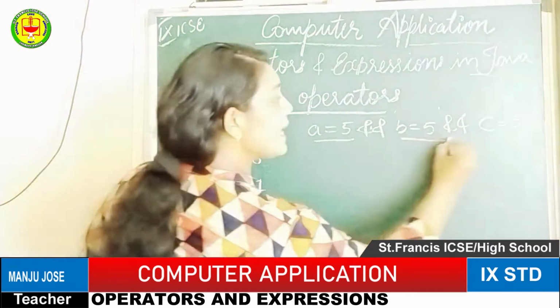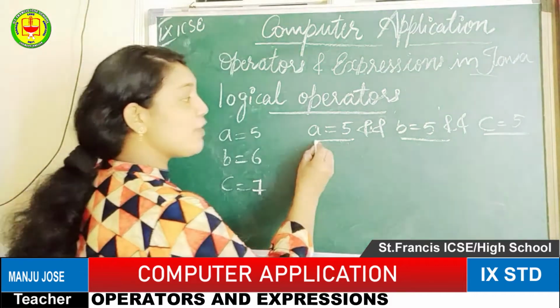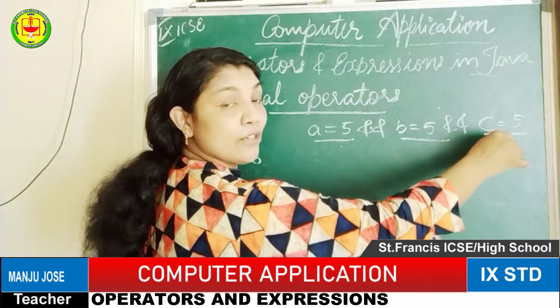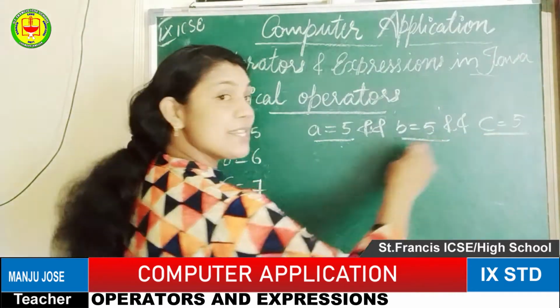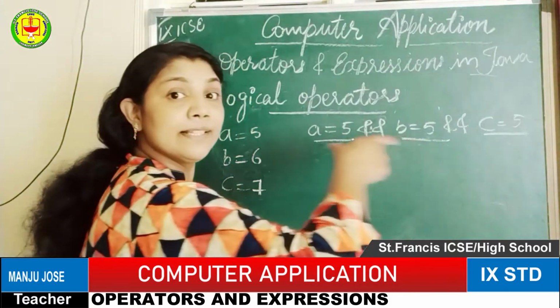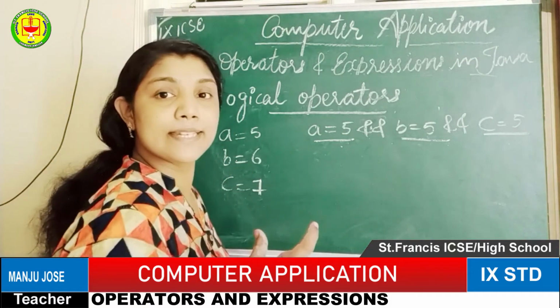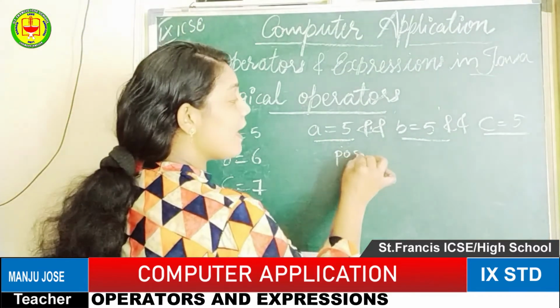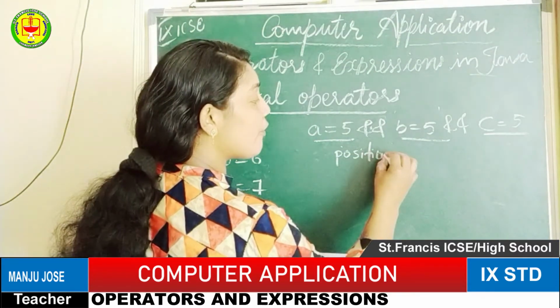If these 3 conditions are correct, the value of a will become 5 and also b should be 5 and also c equal to 5. If what are the terms we are given, these 3 terms should be correct, then we will get the positive output.